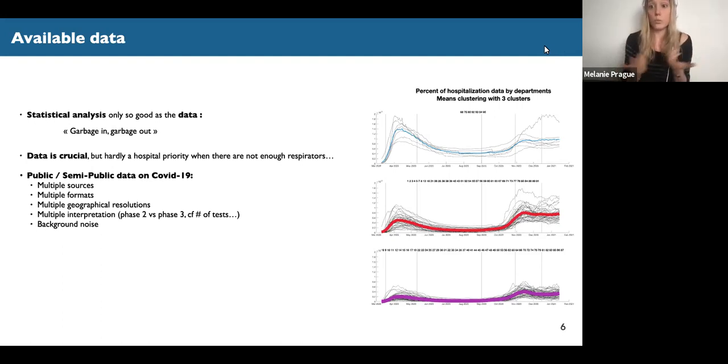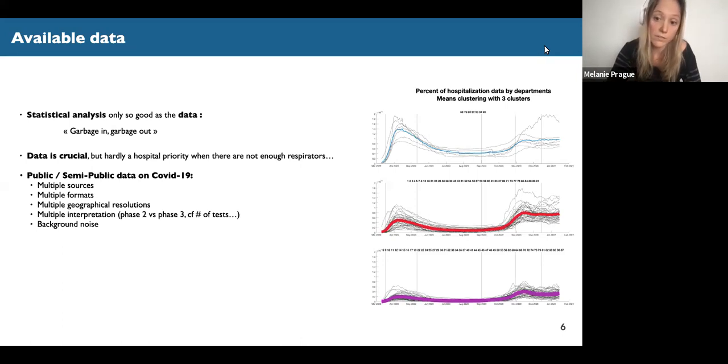On top of that, we know there is a lot of background noise. Here you can see the percentage of hospitalization data by department along time. Each black curve represents a different department, and here there is a threefold k-means clustering. You can see that the trajectories may be very different from one department to another, but also that this is very noisy.